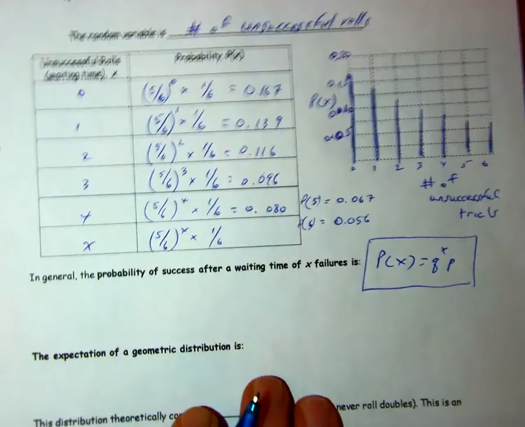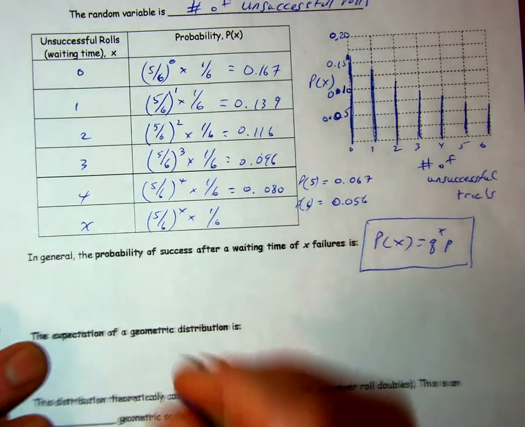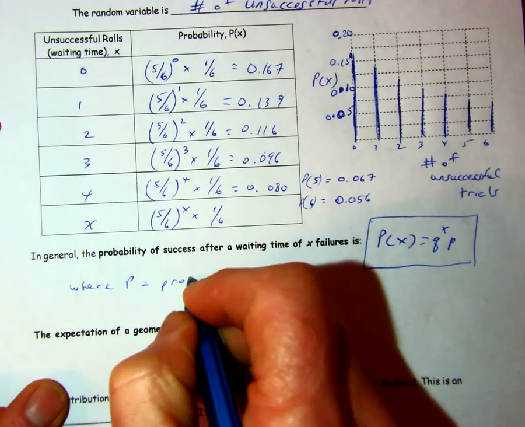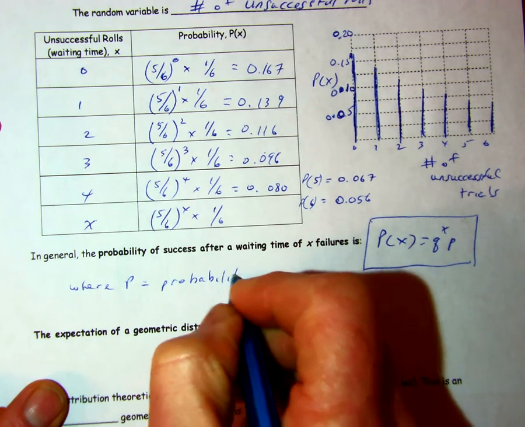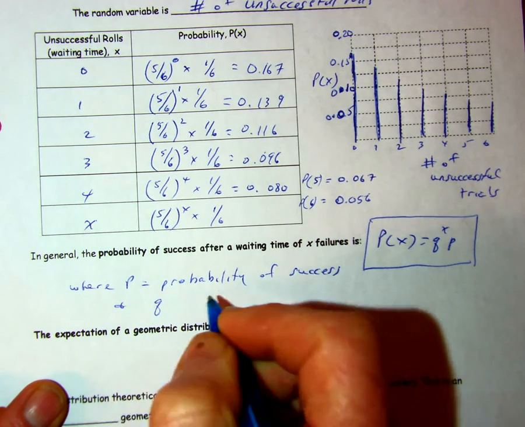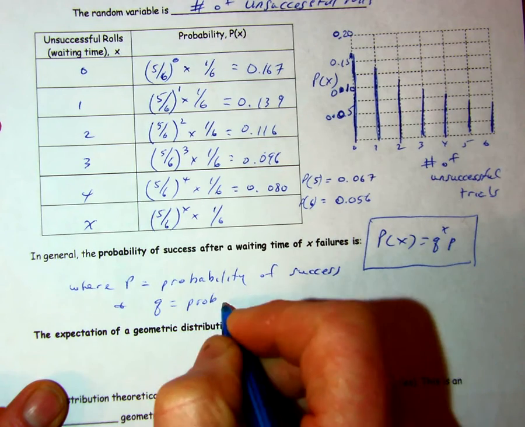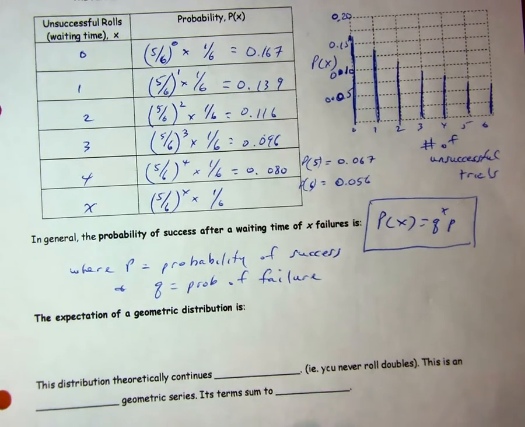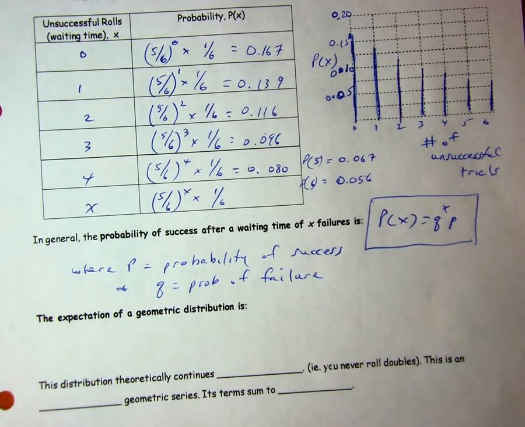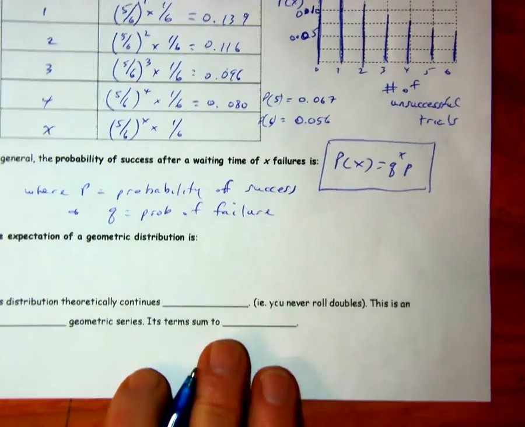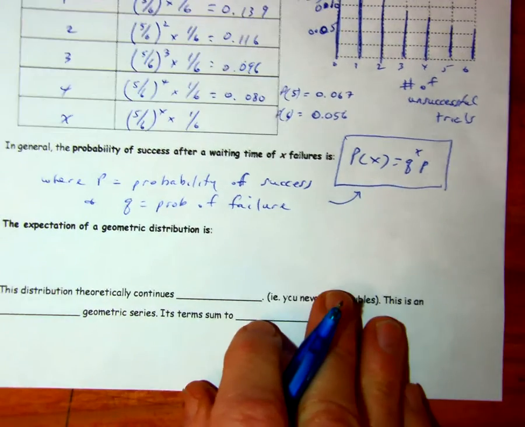So very simple formula, very simple. So where P equals probability of success, and Q equals probability of failure. Wait, so P is probability of success? Yeah. I'm just trying to explain the formula.